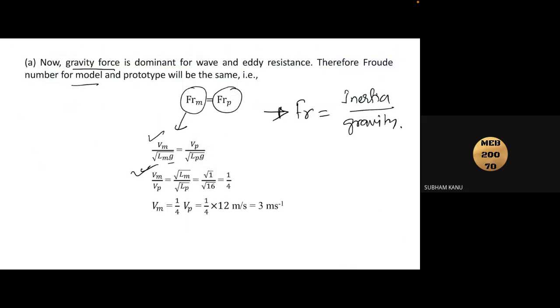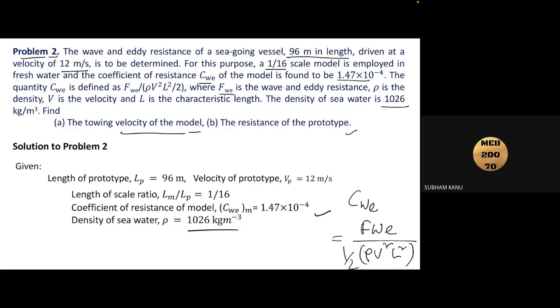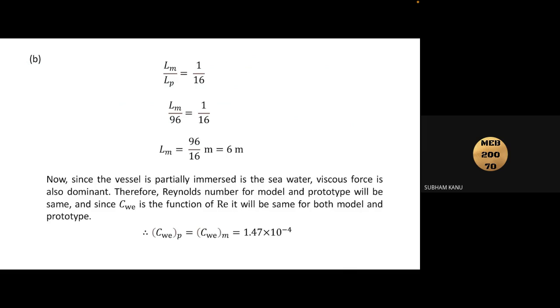Then the second part is the resistance of the prototype. Again we have given this Lm by Lp ratio. Lp is given as 96, so we can find Lm as 6 meter, the length scale of the model.